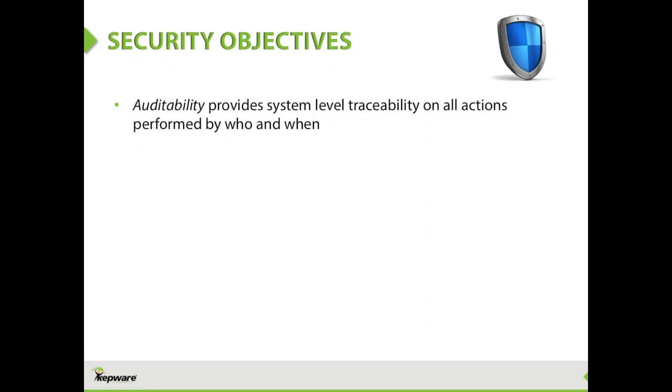So let's look at some security objectives. If I'm a site, what am I concerned about in terms of security? What am I trying to achieve? The first is auditability, right?